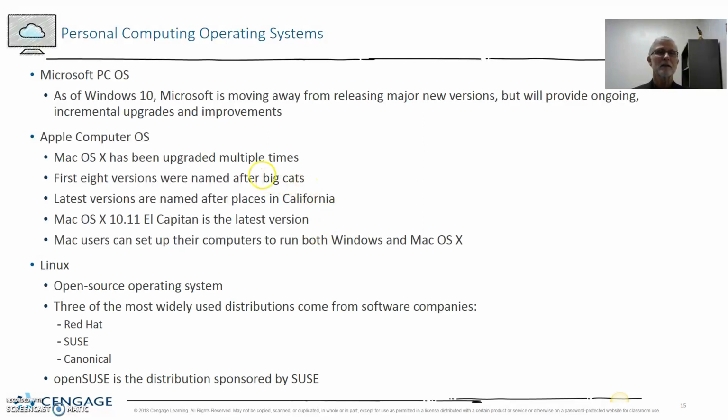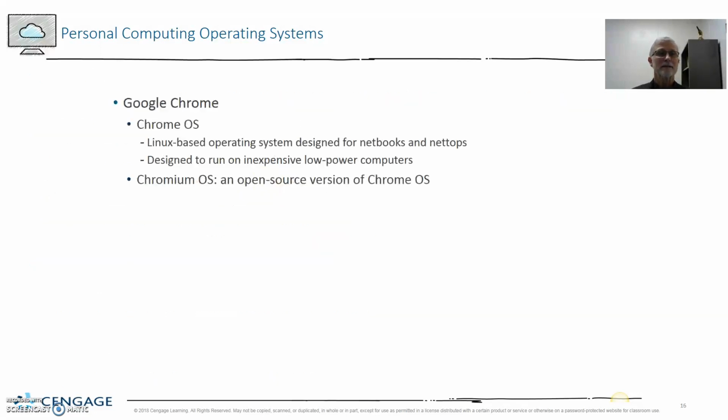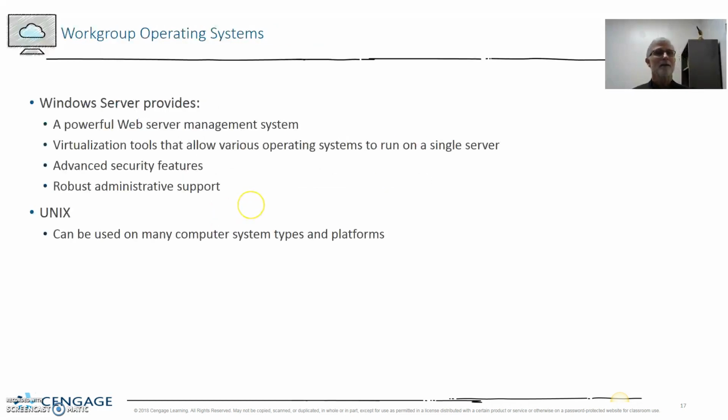For personal computers, you've got Microsoft, Apple, and Linux. All of these are being used today. Chrome OS is another one that's being used. Now, stepping up from personal to a work group, I handle a little bit more, such as a web server and management system. I use virtualization, so maybe I will have various operating systems run on a single server. I may have different tools that are being run.